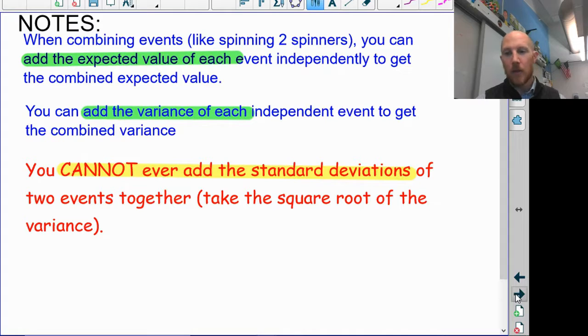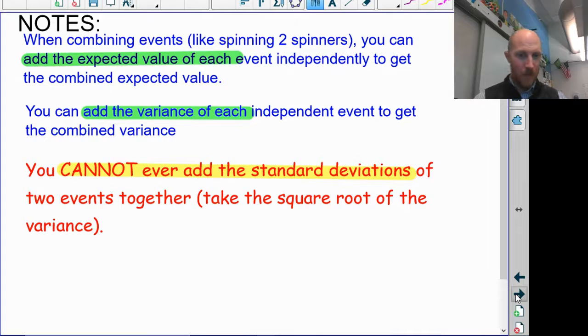All right. So in other words, if you didn't like the table, here's just the word form. When combining two, this does the exact same thing. If you're combining events like spinning two spinners, you can add together the expected value of each of the individual events, or the expected value is same as mean. Just take the mean of one event, the mean of the other, add them together. That'll give you the mean of the combined sample space. And second paragraph, you can add the variance of each independent event, and that will give you the correct variance for the combined sample space. In red, you cannot ever, under any circumstances, add the standard deviations of two events together. It is not correct. You can't do that.